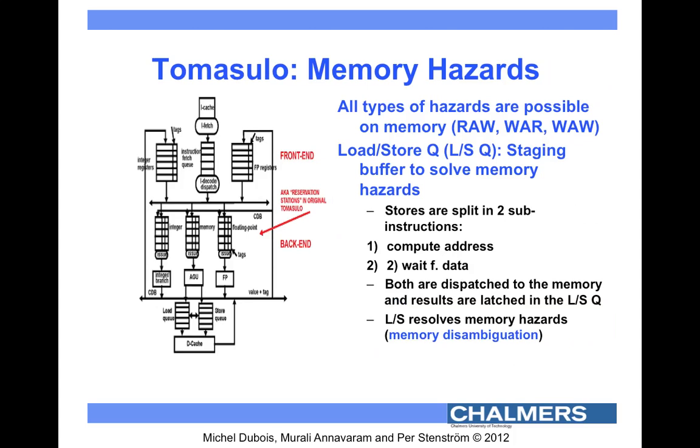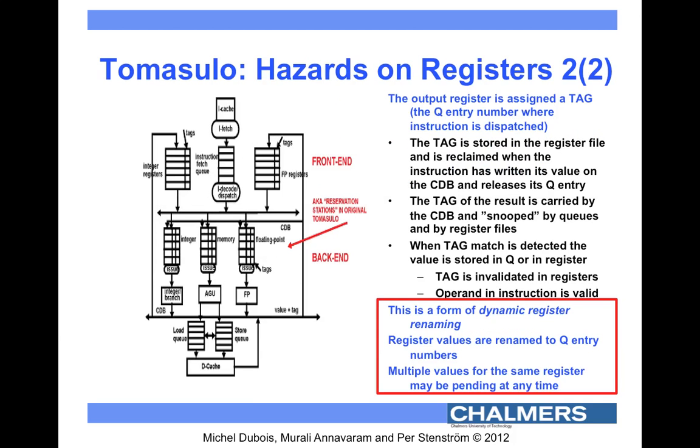So all types of hazards are handled. This is a general solution for dealing dynamically with the three types of data hazards that are possible: read after write, write after read, and write after write.